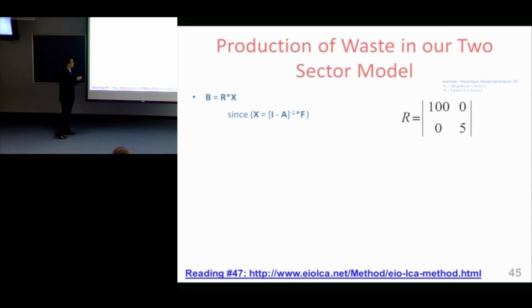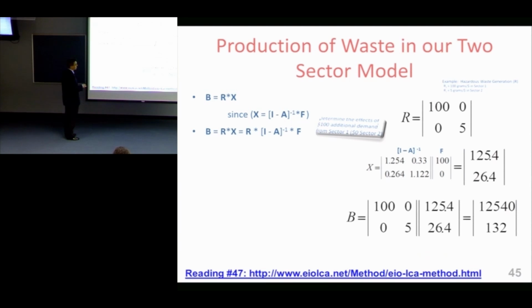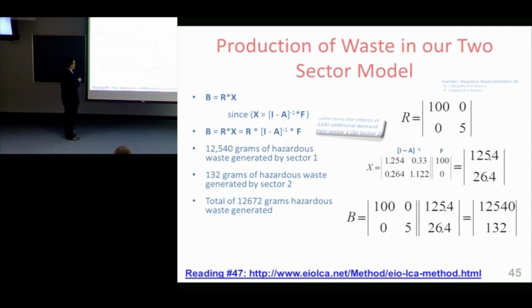So we know that X is the Leontief inverse times the change in final demand, which we calculated already. So this is I minus A inverse times F. That equals X. So now I need to multiply this by R, which we do. And we conclude that just over 12.5 kilograms of hazardous waste are generated by sector 1, about 130 grams by sector 2, so it gives you about 12.6 kilograms of hazardous waste.